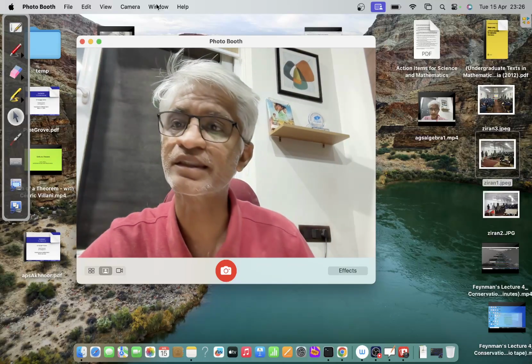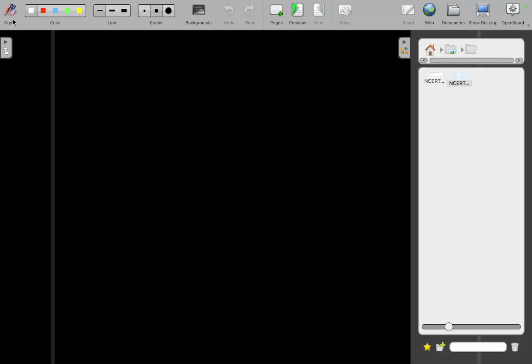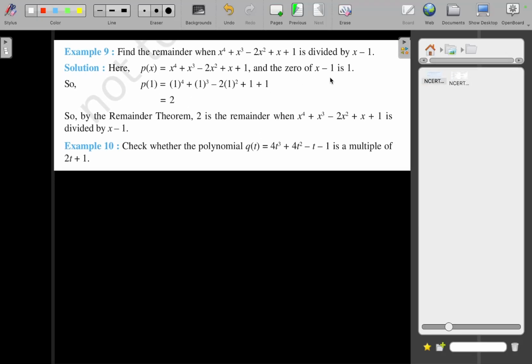So let's get started now, and I'm going to do some problem solving in NCERT. I just picked up two solved examples from NCERT.